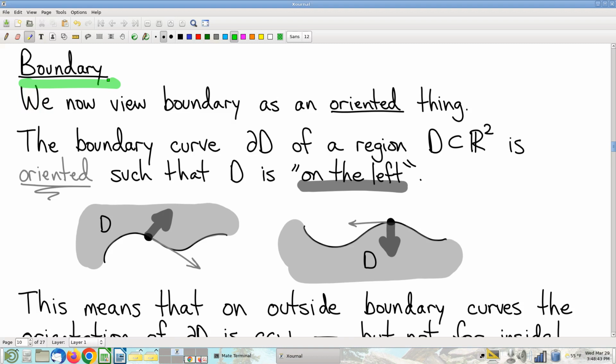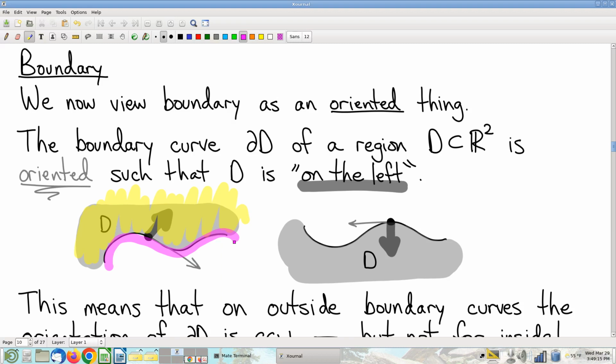Not really that new of an idea, if you think about it. If you have some region, like I've got some region here in gray, that region D, boundary means, well, it's the dividing line between D and not D, right? It's where the fence is that keeps D inside. Think of it in different ways. So, the boundary of a two-dimensional region we think of as being a curve.